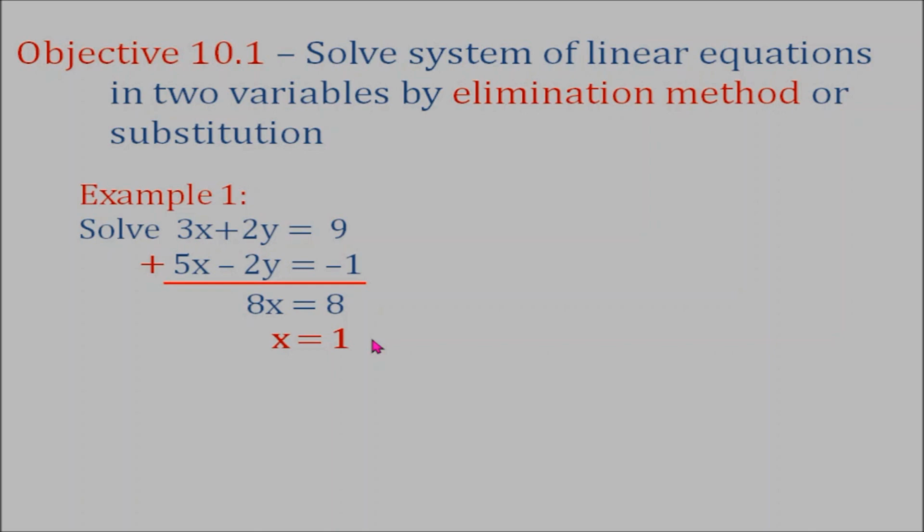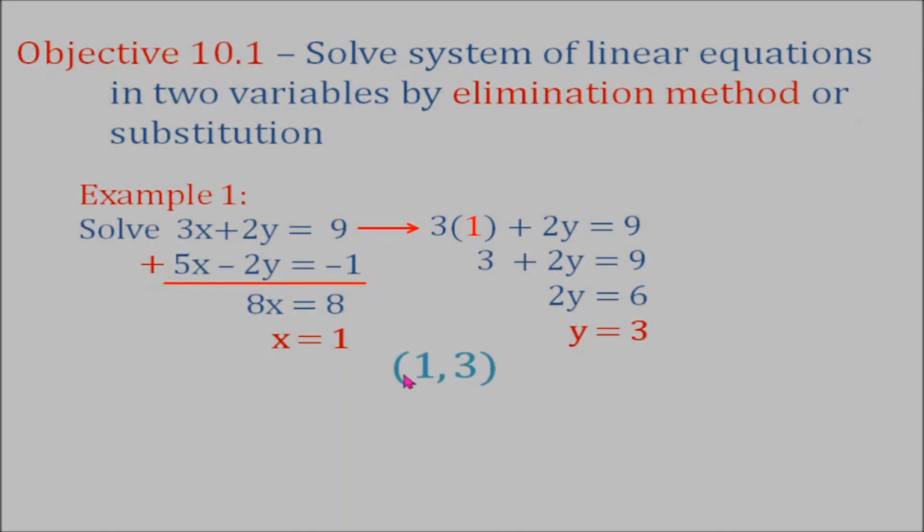To find the value of y, we can use either equation, substituting 1 into the x. So using the first equation, we have 3 times 1, because x is 1, plus 2y equals 9. So 3 times 1 is 3. So we have 3 plus 2y equals 9. Subtracting 3 from both sides, we have 2y equals 6. And dividing both sides by 2, y equals 3. Our answer is x equals 1 and y equals 3.